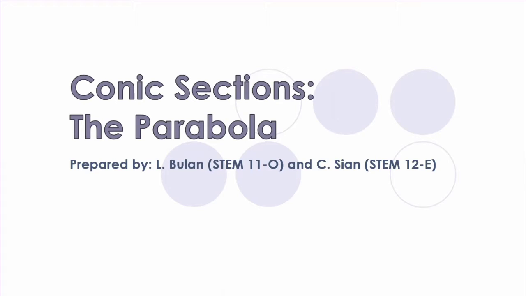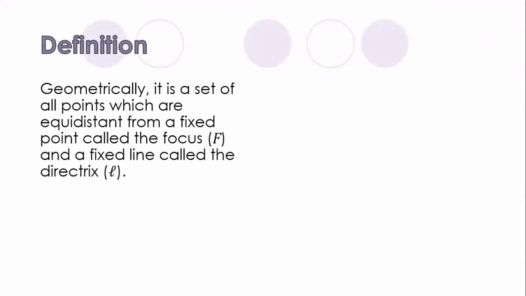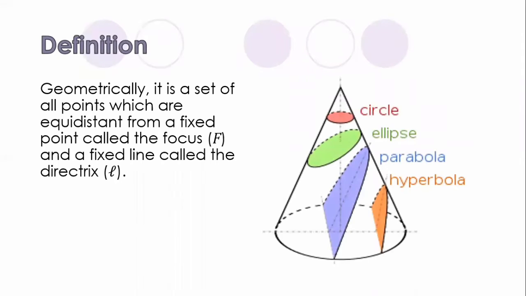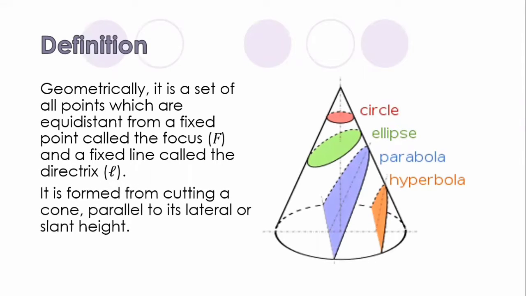And for today's lesson, we're going to talk about the conic sections, the parabola. Geometrically, it is a set of all points which are equidistant from a fixed point called the focus and a fixed line called the directrix. It is formed from cutting a cone parallel to its lateral or slant height.